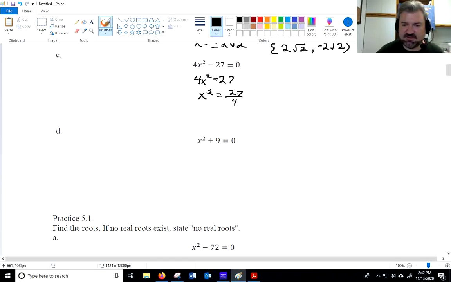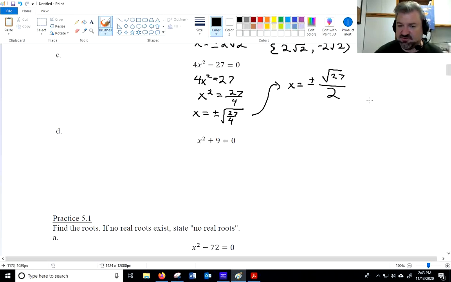And now I'll take the plus or minus square root of each side. So I end up with plus or minus the square root of 27 over 4. So how do we square root a fraction? We square root the top and we square root the bottom. So the square root of the top, square root of 27, is not a perfect square, so we just write root 27. But the square root of 4, we're lucky enough, is just 2.